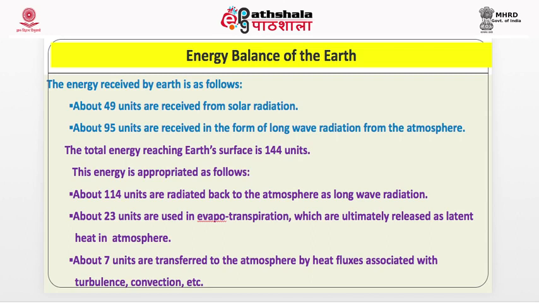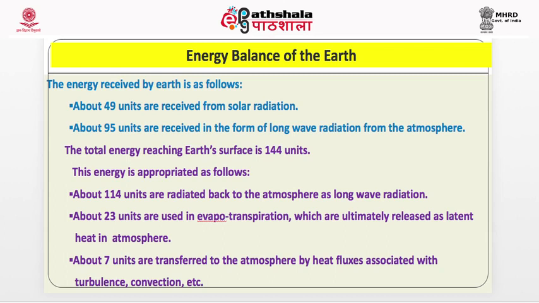So, total energy reaching Earth's surface is 144 units. You can add them. Now what happens to this energy? Of what reaches Earth's surface, about 140 units are radiated back to the atmosphere as long wave radiation. Okay? The Earth reflects back 114 units back to the atmosphere as long wave radiation.